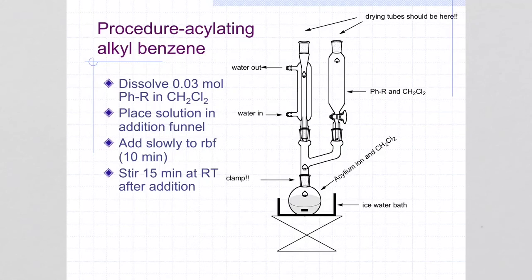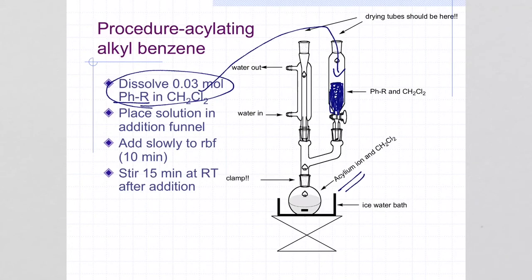Okay, so now that you have the acylium ion ready to acylate your alkyl benzene, you can go ahead and dissolve that alkyl benzene that you've weighed out in your dichloromethane. Then you're going to take this solution and put it into the addition funnel. There's your solution in the addition funnel. Then you're going to add that solution dropwise over 10 minutes. Once again, this is going to stay at 0 degrees C because you've got an ice water bath.